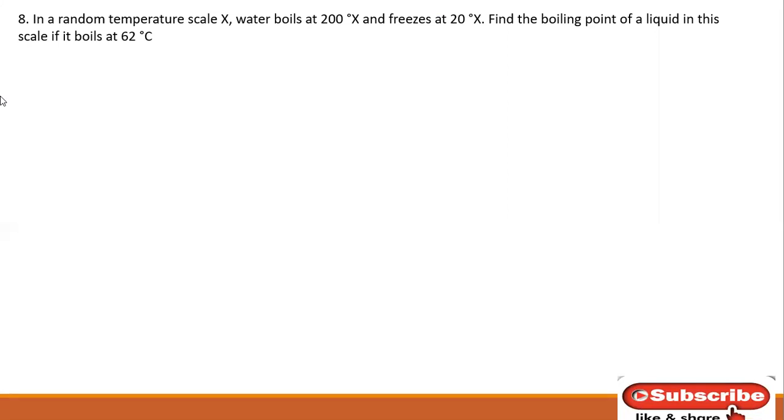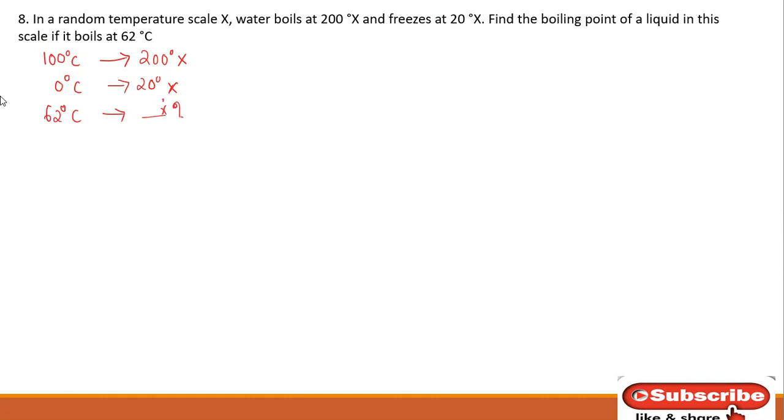We know that in degrees Celsius, the boiling point of water is 100 degrees Celsius. This 100 degrees Celsius is corresponding to 200 degree X in X scale. And freezing point of water, that is 0 degrees Celsius, it is corresponding to 20 degree X. 62 degrees Celsius will be corresponding to what degree in X scale that we want to find out.